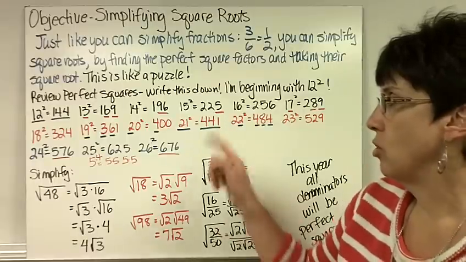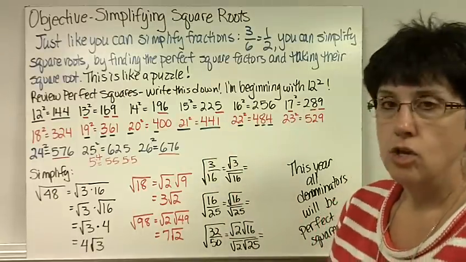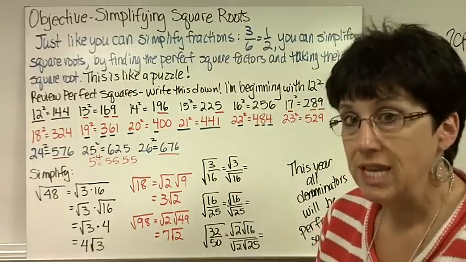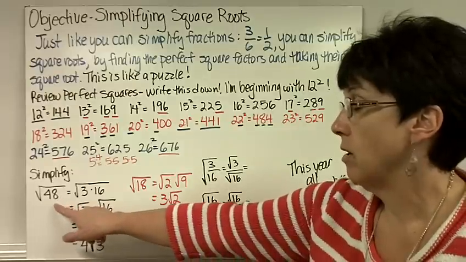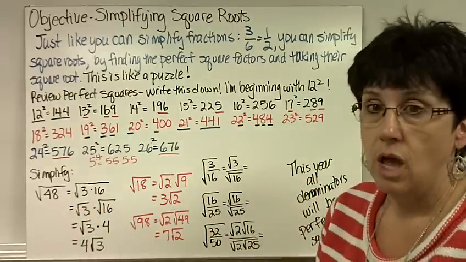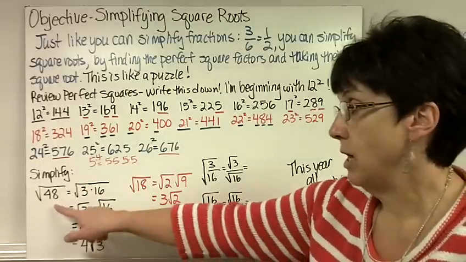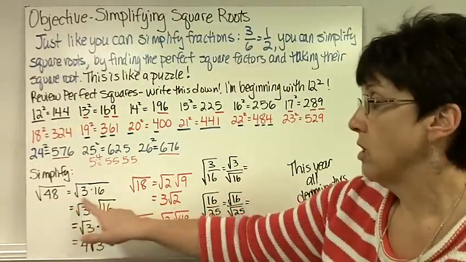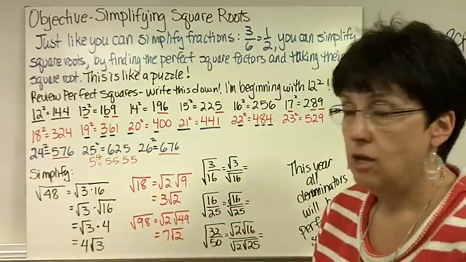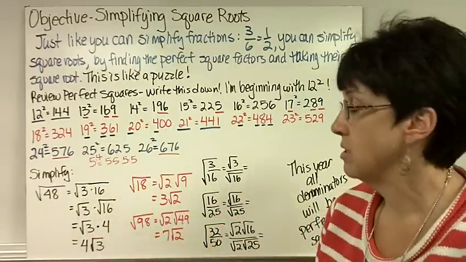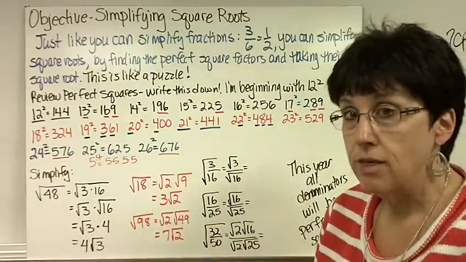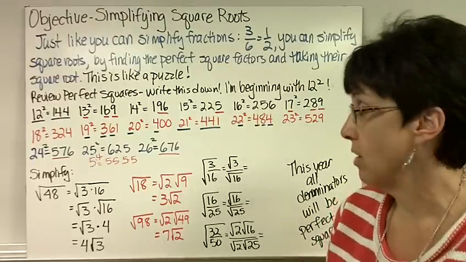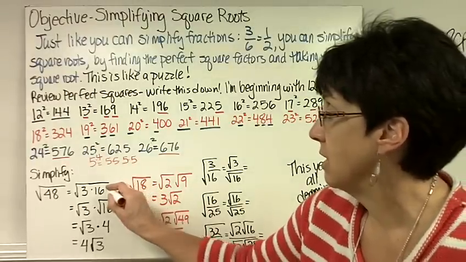The reason I want you to know the perfect squares is because you need to know the perfect squares that are inside of your square roots. 48 has a lot of factors. You could say 1 times 48, 2 times 24. We're going to do 3 times 16. You could also do 4 times 12 or 6 times 8. But I need you to think of the perfect square factor. So it needs to have the 16 in it.